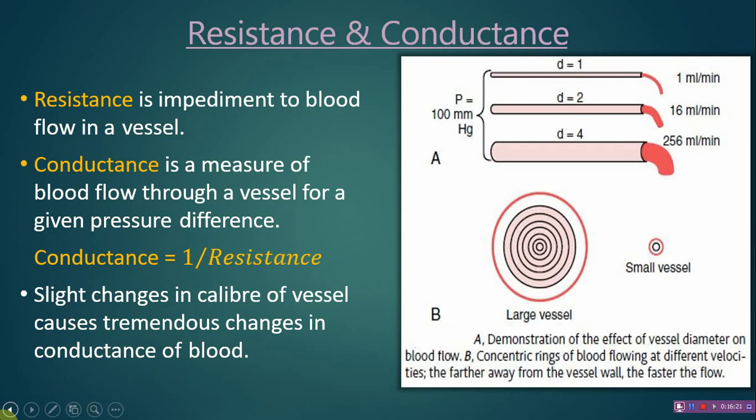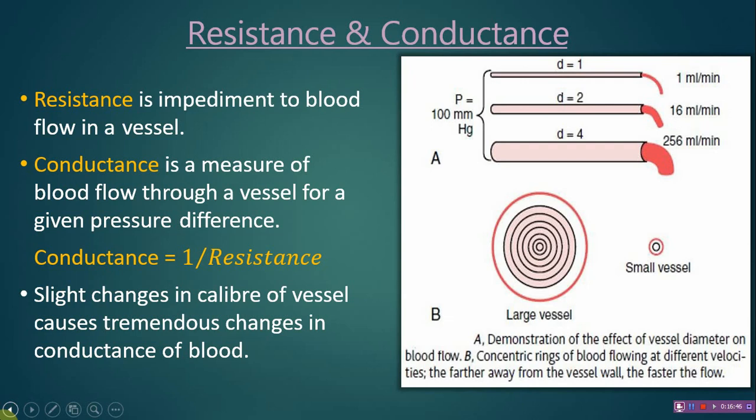Now coming to the resistance and conductance. You should know what is resistance and what is conductance. The resistance is impediment to the blood flow in the vessel, while conductance is a measure of blood flow through a vessel for a given pressure difference. So it is evident that the conductance is the exact reciprocal of resistance, in accord with the following equation. Conductance equals 1 by resistance.